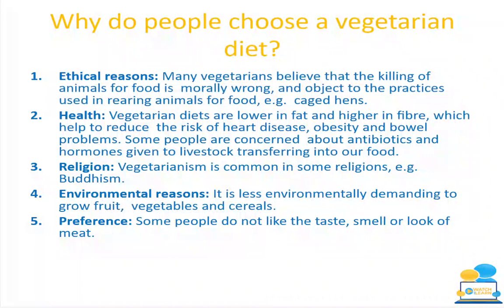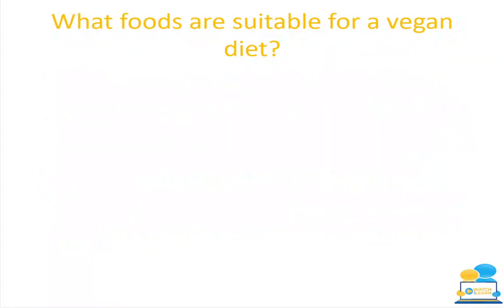Preference. So some people just don't like meat. They don't like the taste, the smell or look of it. I would regularly see students who do not like to touch raw meat, and sometimes that would put them off just cooking it altogether. So it's a sensory thing.